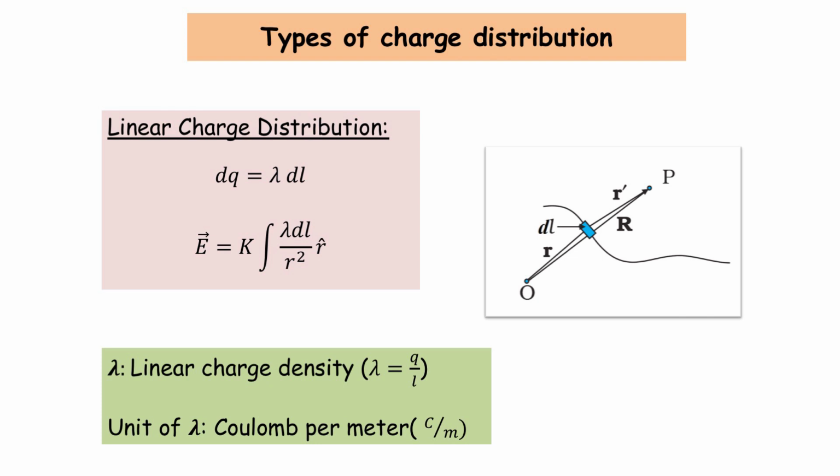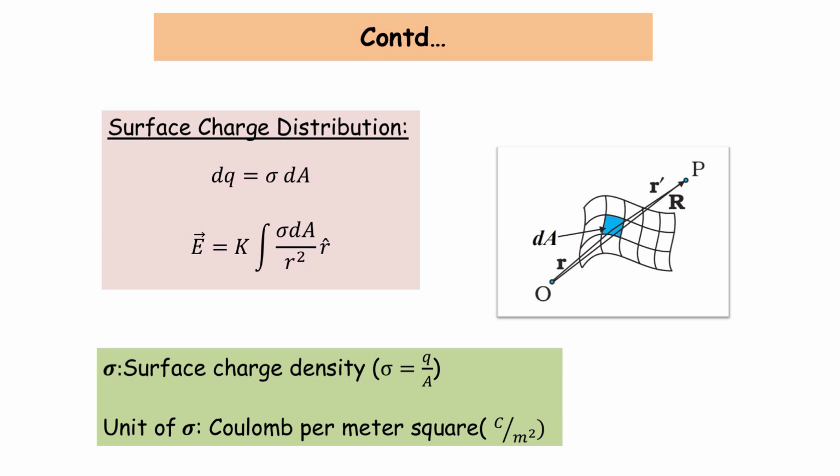So, electric field intensity E is equal to k integration of lambda dl upon r square, r cap, where lambda is linear charge density, that is lambda equal to q upon L, charge per unit length. We know charge density means charge per unit dimension. So, for linear charge density, that is charge per unit length, what is its unit? That is coulomb per meter, charge q by L. So, coulomb per meter.